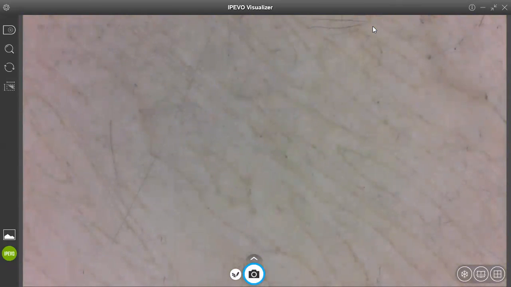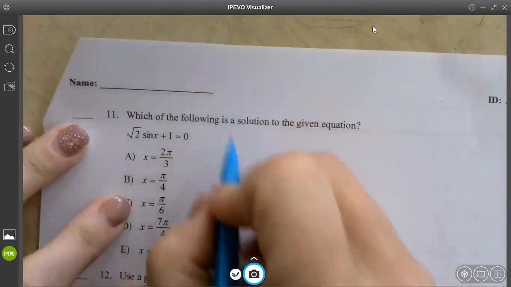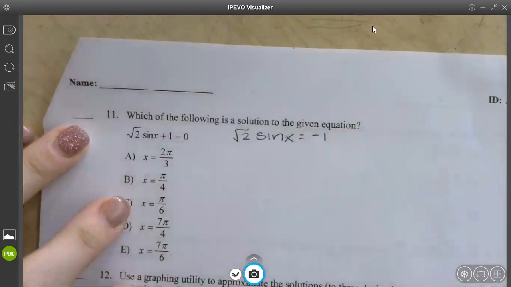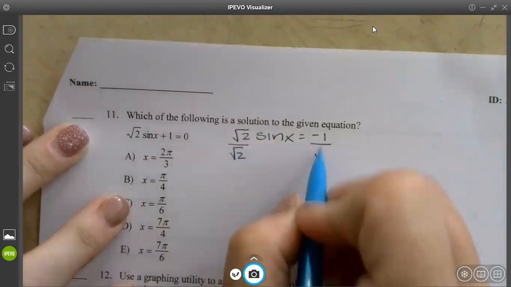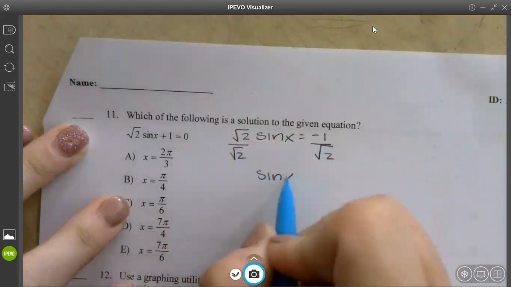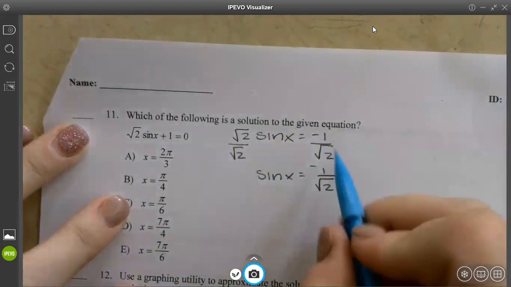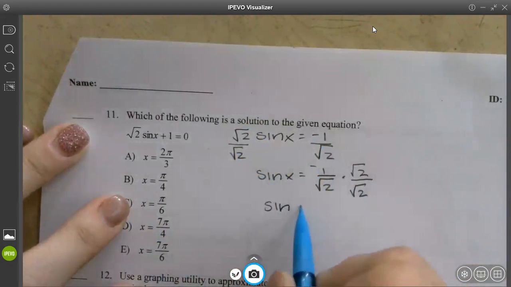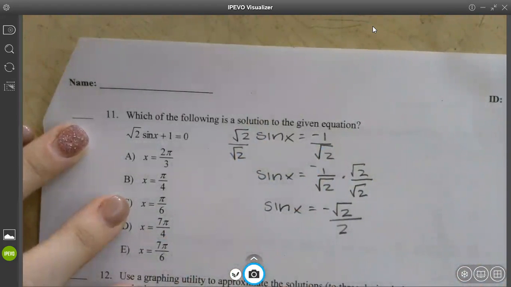All right. Which of the following is the solution? How do we do this one? Same exact way. What do we do? So we get square root of 2 sine x. You said subtract 1. How do I solve? Okay, I don't like a square root on the bottom, so how do I fix it? Yeah, that. Good job. So on the top, I have a negative square root of 2. On the bottom, I have a 2. Is everybody okay with all that work?